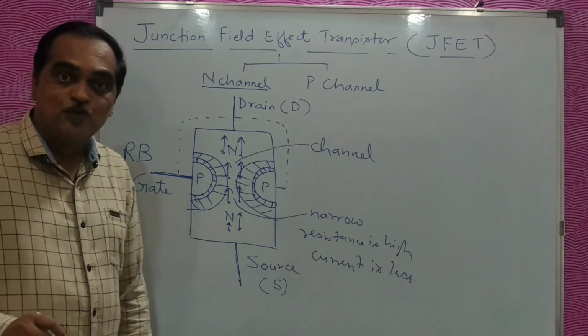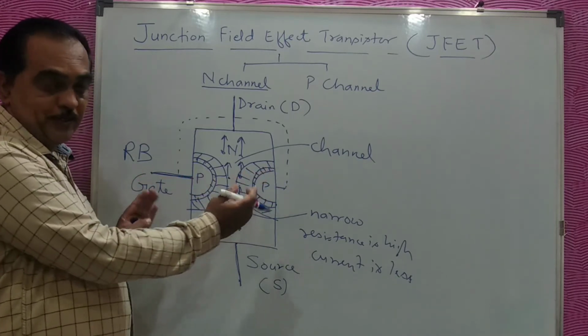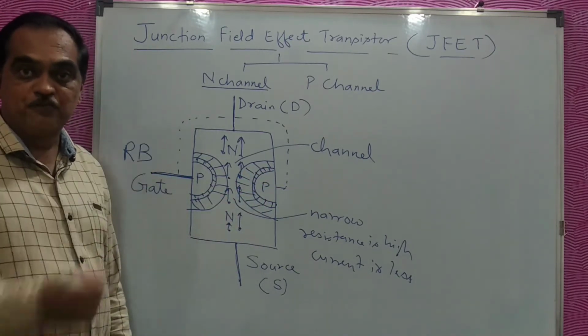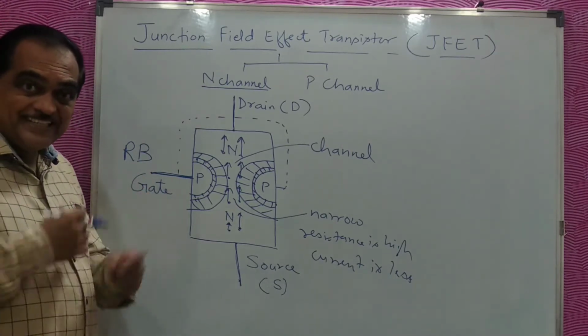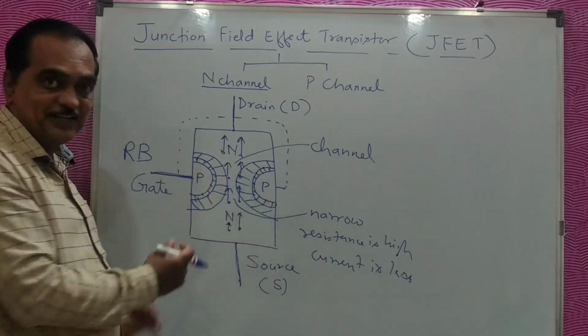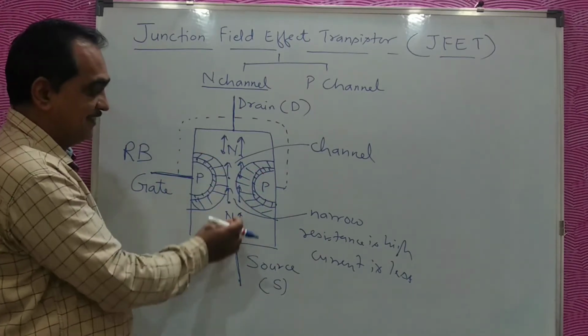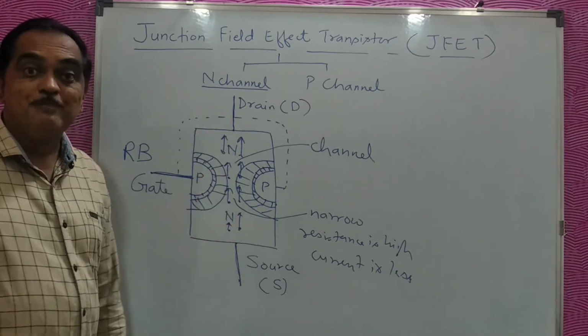If the reverse bias voltage applied to the gate is less, then the width is more, more electrons will flow, and more current flows from source to drain, which is called the drain current. If the reverse bias voltage is increased, the depletion layer will increase, channel width will decrease, and when channel width decreases, fewer electrons will pass, so the current flowing from source to drain will be less.